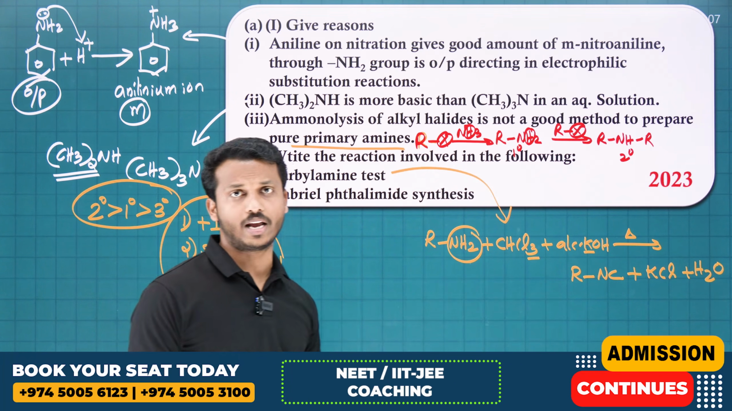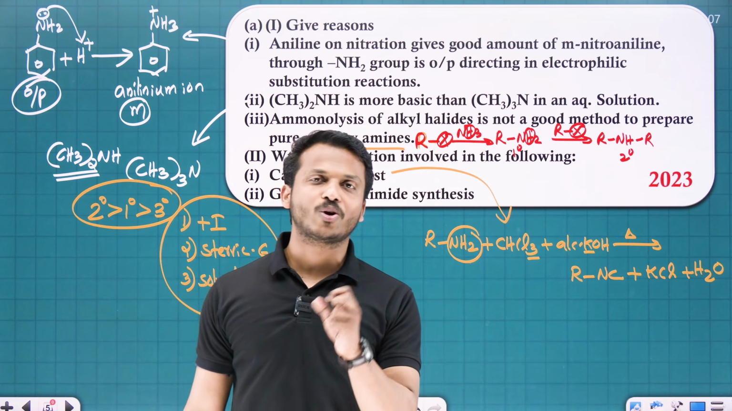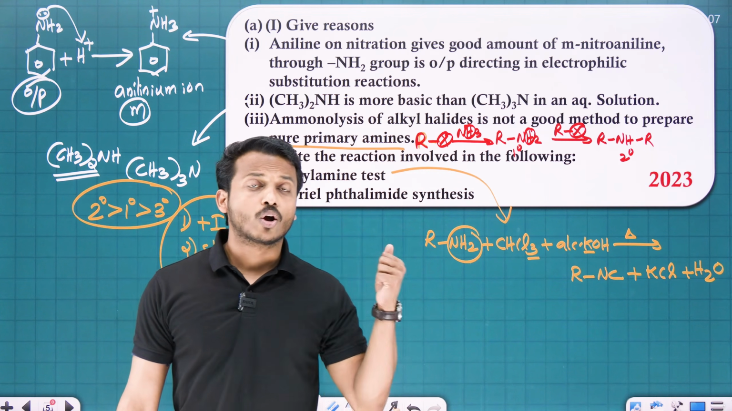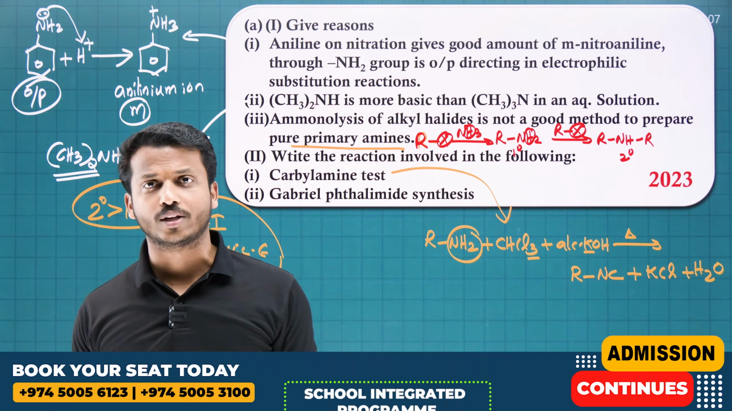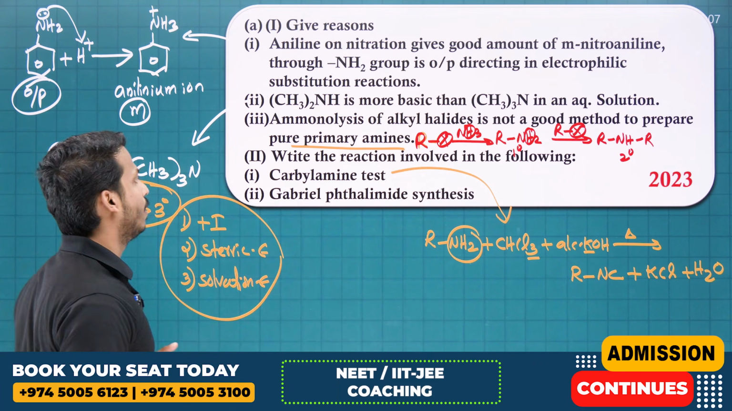That is the carbylamine reaction. So how can you define what carbylamine is? When primary aliphatic or aromatic amine reacts with chloroform and alcoholic KOH on heating, it gives you a foul smelling isocyanide. This is called the carbylamine reaction.